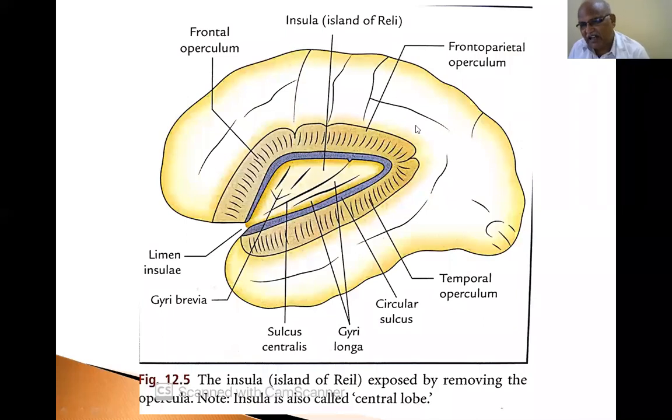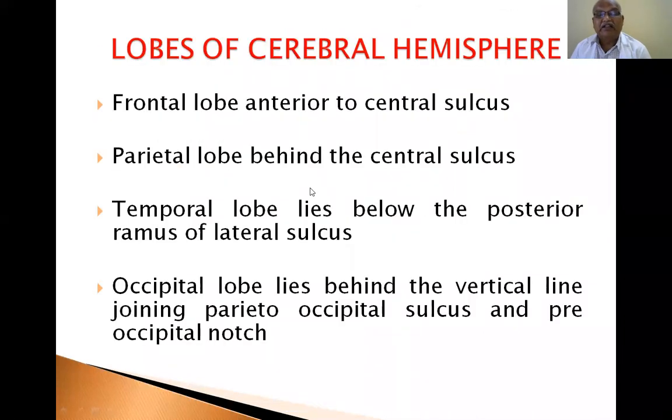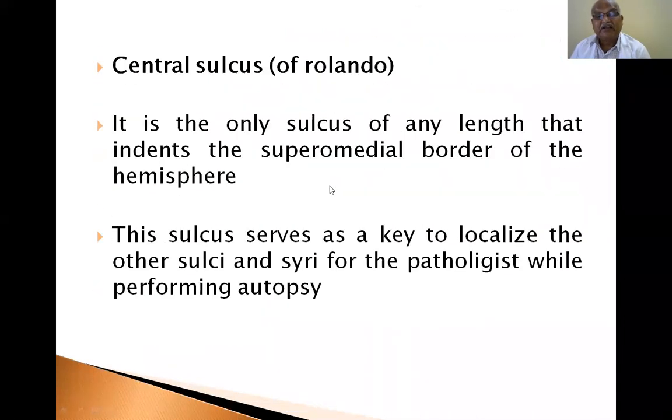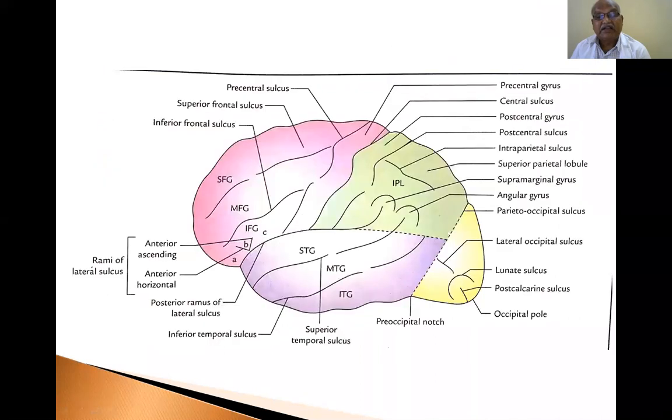So if anybody asks you regarding the features, you have to tell the poles, the borders, the surfaces, and the sulci and gyri. You have to tell the important sulci and gyri. Now this is the frontal pole, this is the parietal pole, this is the occipital pole, and the temporal pole.